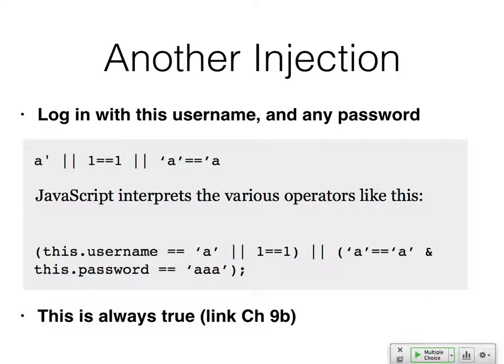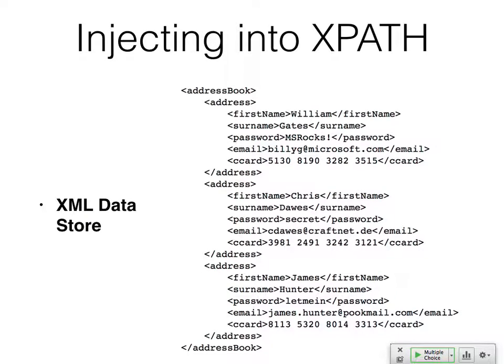Here's another injection. You log in with this username and any password. And what goes on here is the AND takes priority over the OR. So this is A, or 1 equals 1, or A equals A. And it will parse it like this. Because the AND is over there, it will take A equals A and password, which is probably going to be false, and it will take this, username equals A, or 1 equals 1, and that's always true. So even if the password is wrong, the condition is true, and you get logged in. All right, and here's XPath.